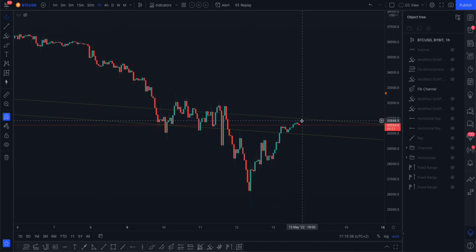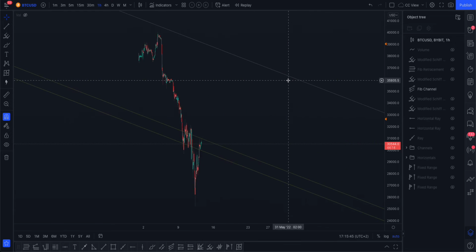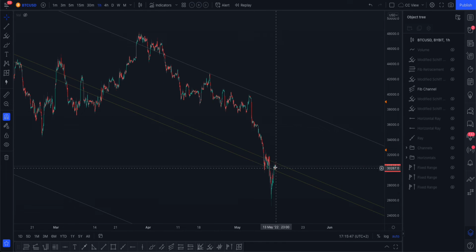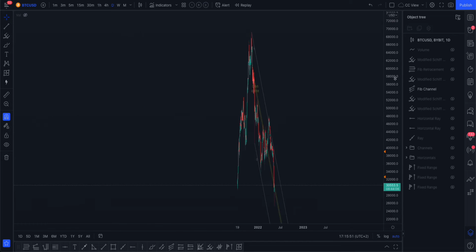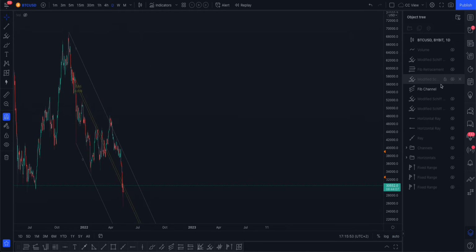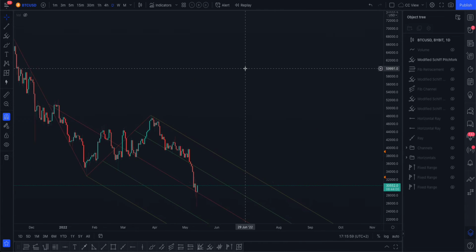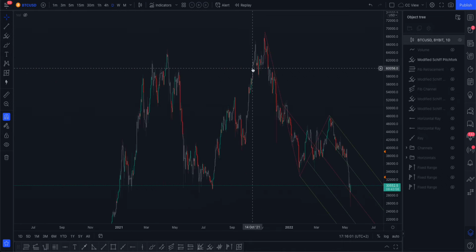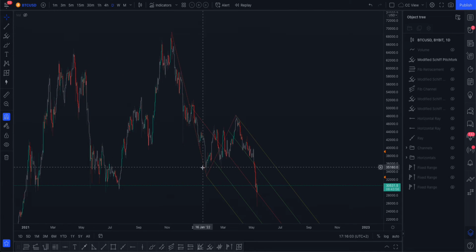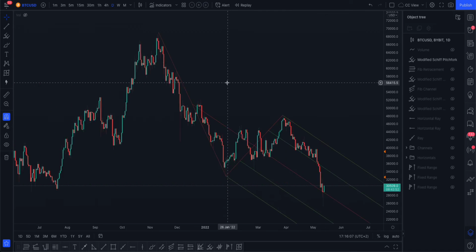I was a bit late on that. I saw it when it was already back at those highs there. Anyway, I really love this channel, and I thought we'd lost it when we broke through, but we're still there. Go back to the daily, switch that off. I just want to show you, I've got a modified Schiff pitchfork here, taken from the all-time high to the lows there, and then to the more local highs.